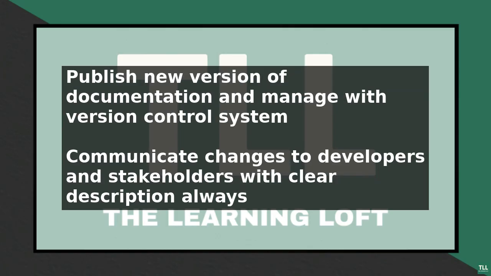Best practices for versioning Build.com API documentation include using a consistent versioning strategy, maintaining a change log, and updating the documentation regularly. It is also important to communicate changes to developers and stakeholders, and to provide a clear and concise description of the changes. By following these steps and best practices, you can ensure that the Build.com API documentation is well organized, easy to understand, and provides a clear history of changes.